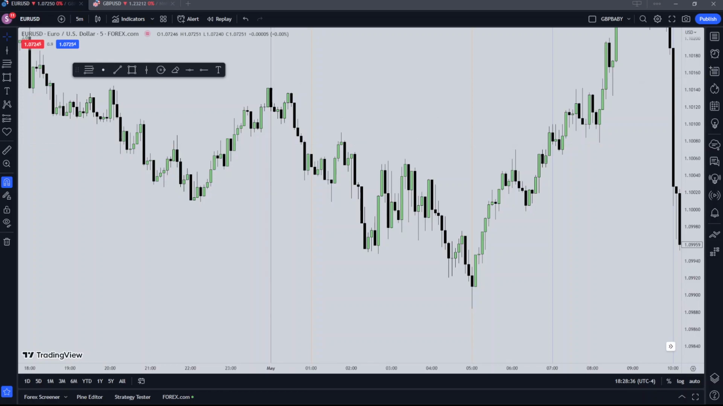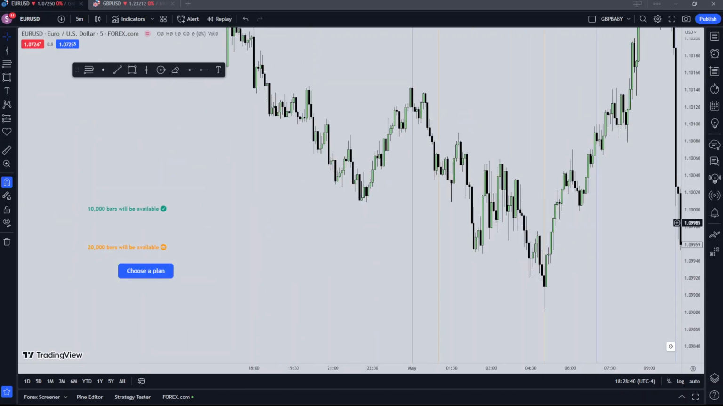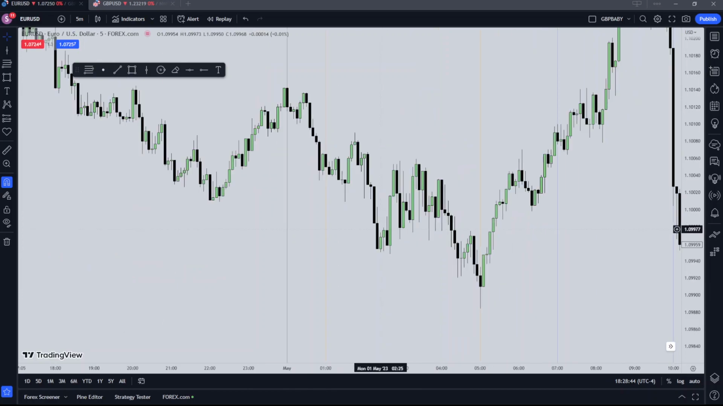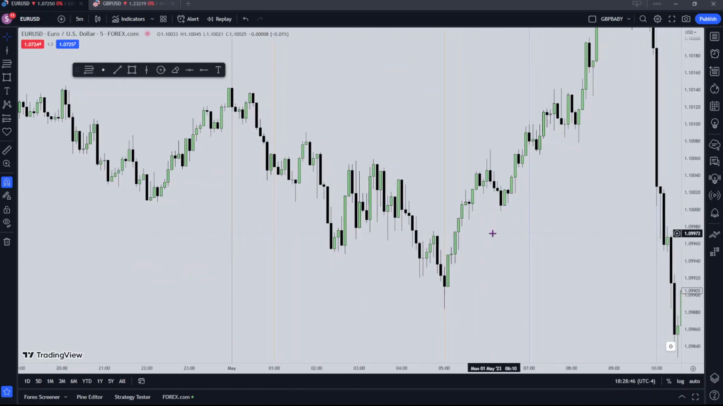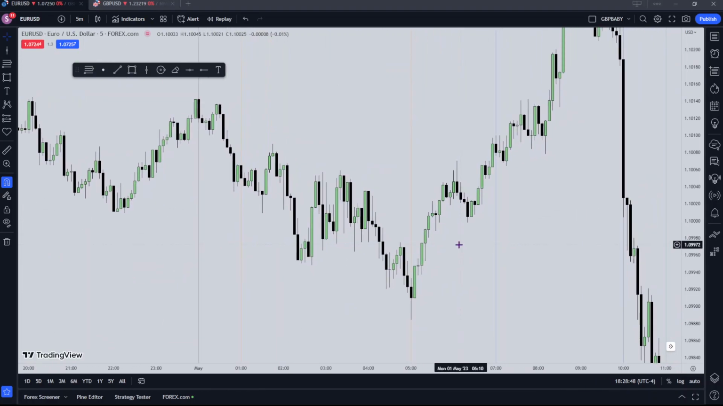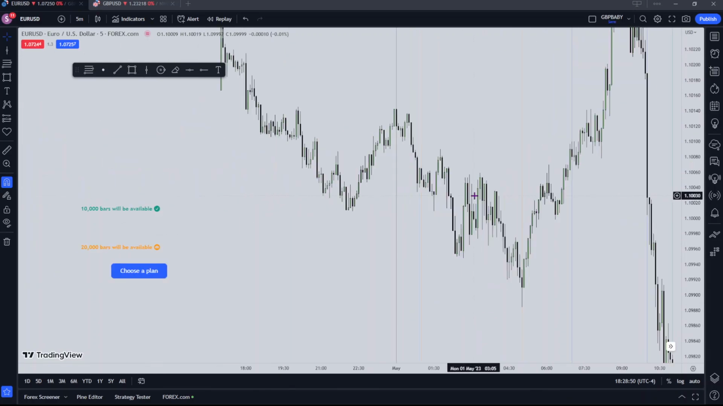So yeah, we're just looking at Euro Dollar. This is May the 1st. This is as far as my data actually lets me go, but I am planning on subscribing very soon. So once that's done, we'll have a lot more data to play with. But we're using the 5-minute chart because we're looking at intraday. And we're just going to work through this week.